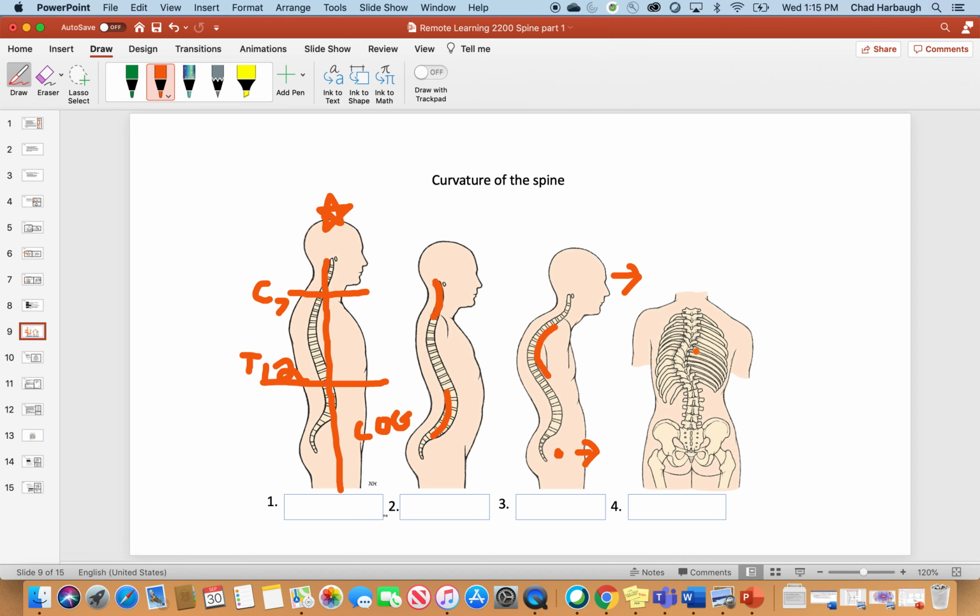And finally, the last one we have is scoliosis. This is simply any type of lateral curvature that can occur, or any sideways deviation. So we can see multiple things when we're looking at individuals with scoliosis.